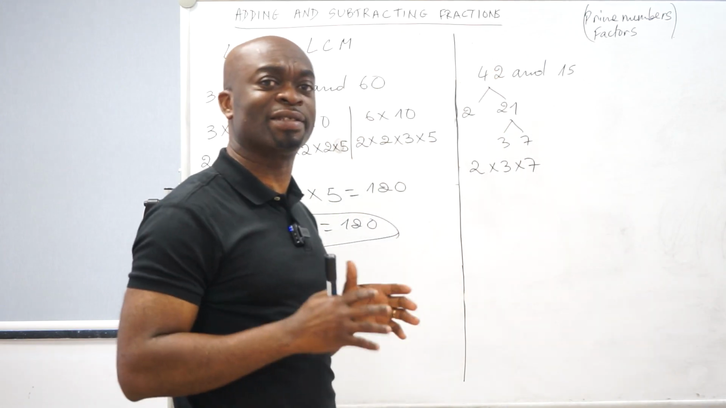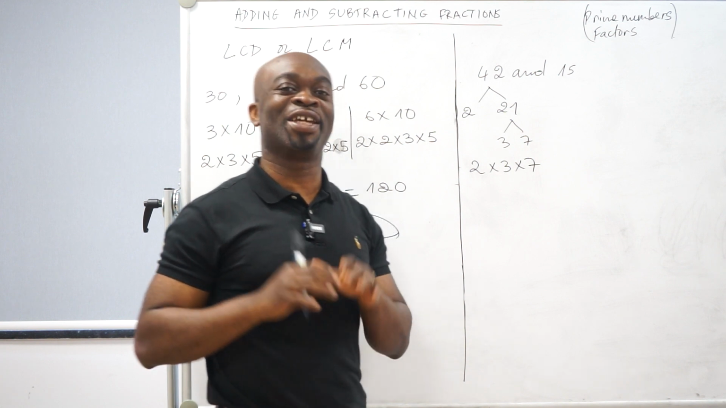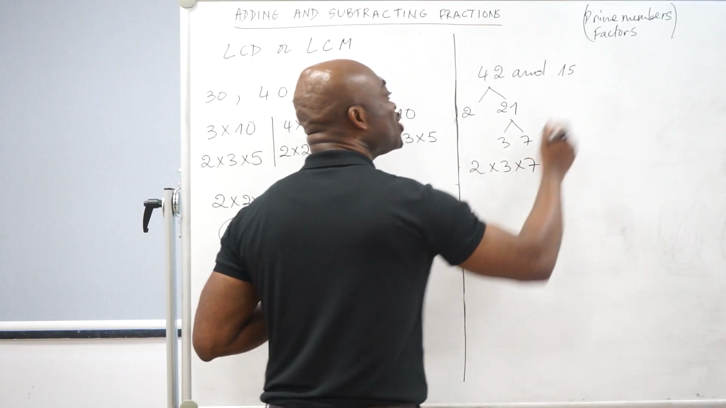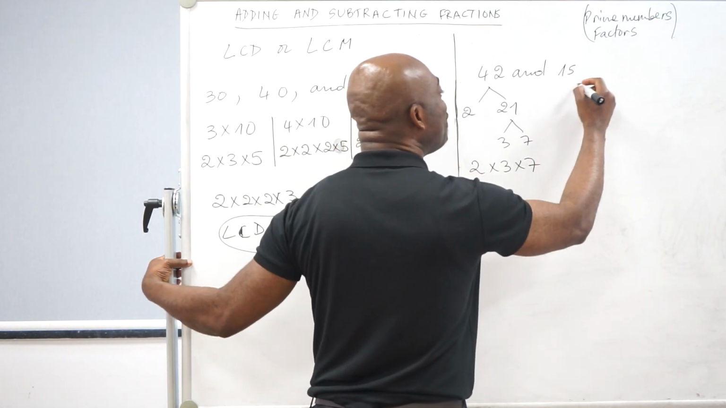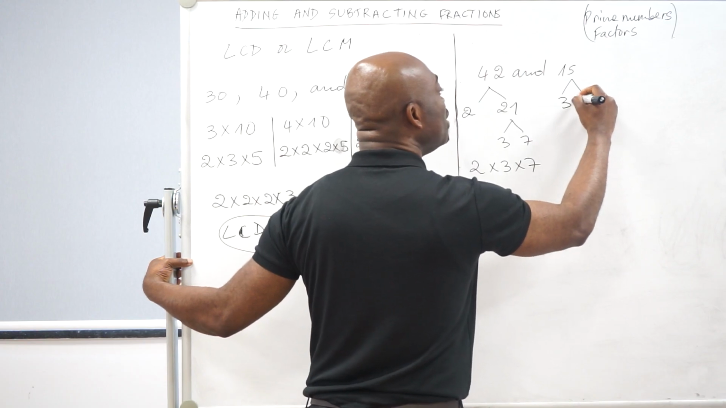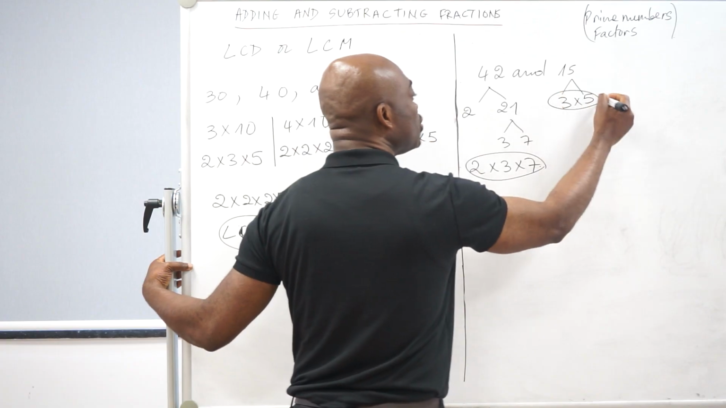You see how we can break these numbers down using our multiplication tables, all right? Can't forget about that, okay? You cannot forget about that, ladies and gentlemen. So now 15 is what? 15 is 3 by 5, right? 3 times 5 gives you 15. So this is what you have, and this is what you have.